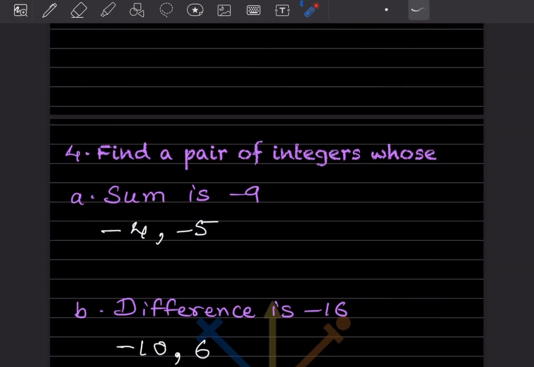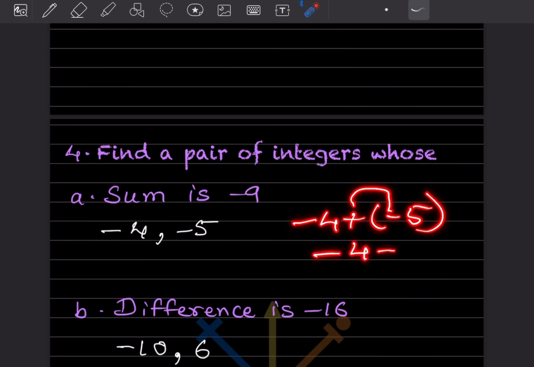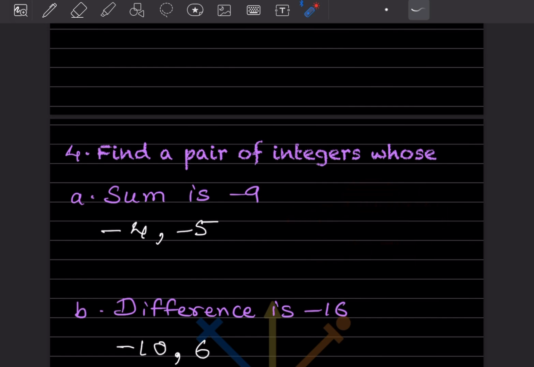Find a pair of integers whose sum is minus 9. So now you know, when you add this one, plus minus is going to be minus. So minus 4 minus 5, that is going to be minus 9.